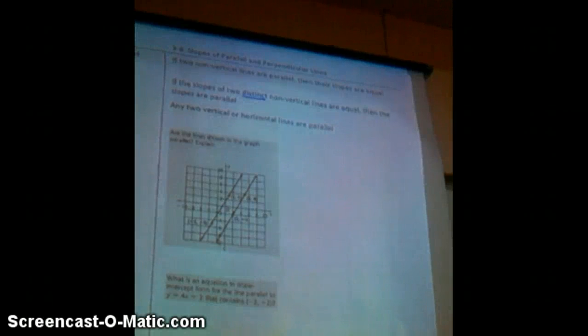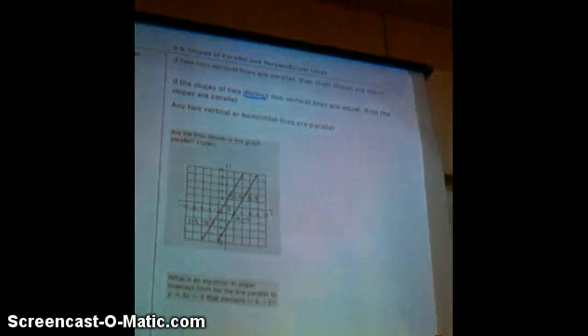Okay, I'm glad. Are the lines shown in the graph parallel? We're not going to do this by just looking at it. We'd have to use the slope formula to find the slope of each line. Do you know the slope formula? 7. No, but good Pi guess.